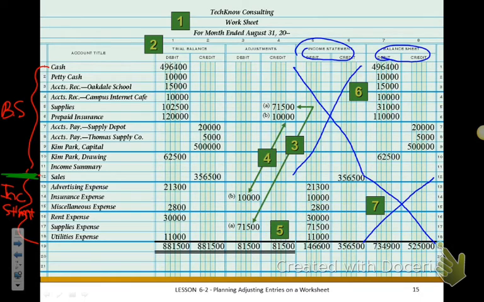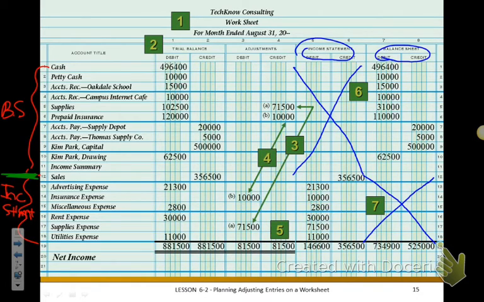Okay? If the total of your sales, which in this case is 3,565, is greater than the total of your expenses, what do you think you have? You have a net gain, a net profit, a net income, okay? And what we've got to do is reflect that net income and how it positively affects the different financial statements.